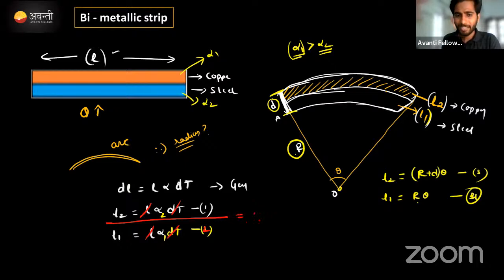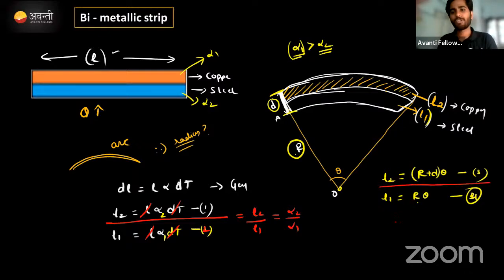The remaining thing will be here: L2 divided by L1 will be equal to alpha 2 divided by alpha 1. Look here, linear coefficient of expansion is directly proportional to length. How much length it is expanding. Clear? And similarly, equations 3 and 4, I divide these as well. Dividing gives you the L2 by L1 value, and put this L2 by L1 value in this equation.